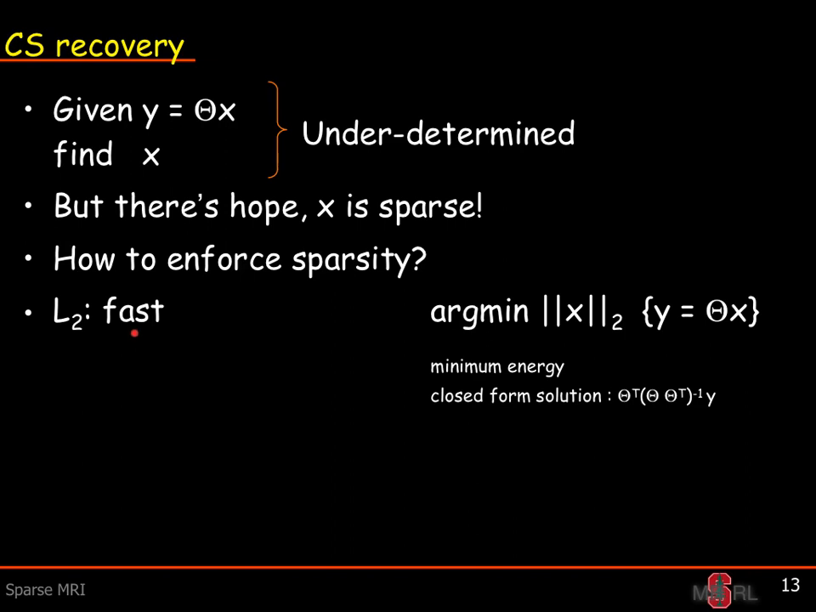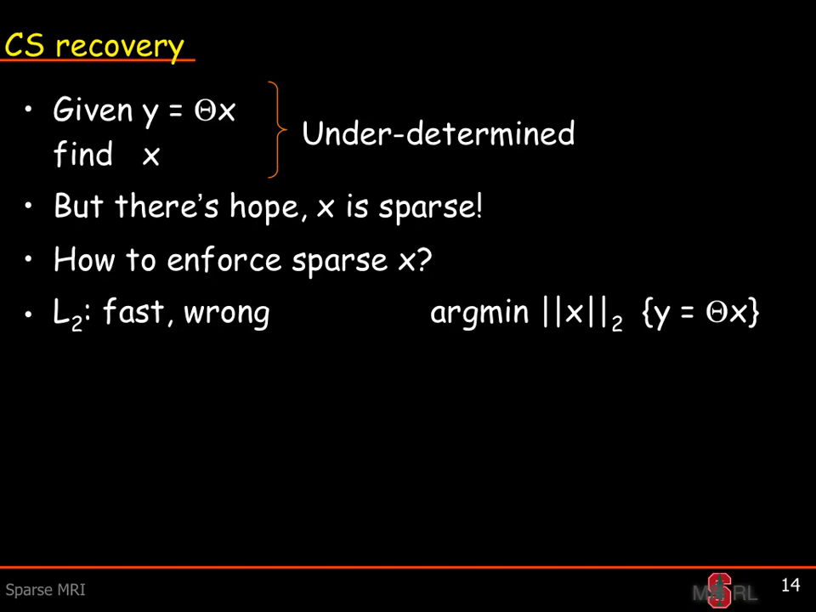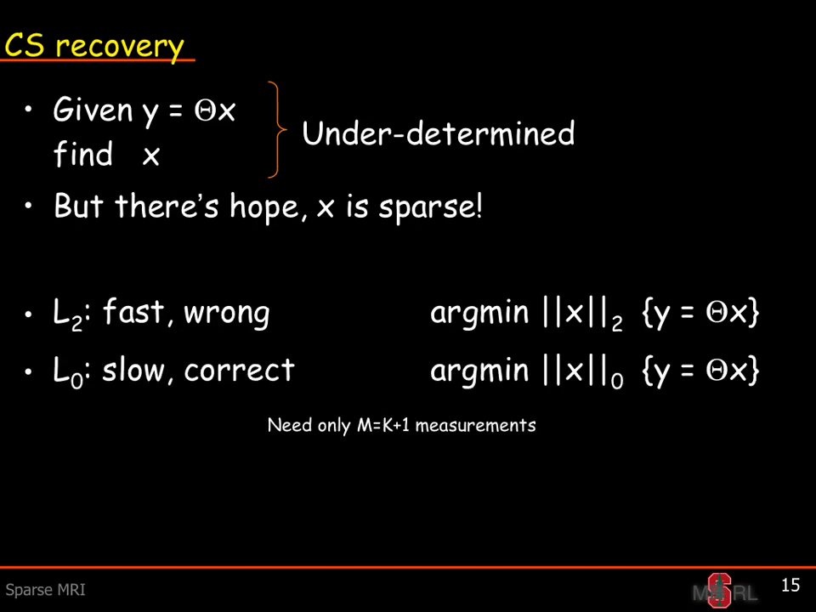So one thing we can do, the first thing we think of to do, is to use the L2 norm. That is, we try to find among all the x's that are consistent with our data, the x that has the minimum L2 norm. This is a simple norm mathematically to use. It gives us minimum energy, and it also gives us conveniently a closed form analytic solution. It's very fast. However, it's wrong. It will not give you a sparse result.